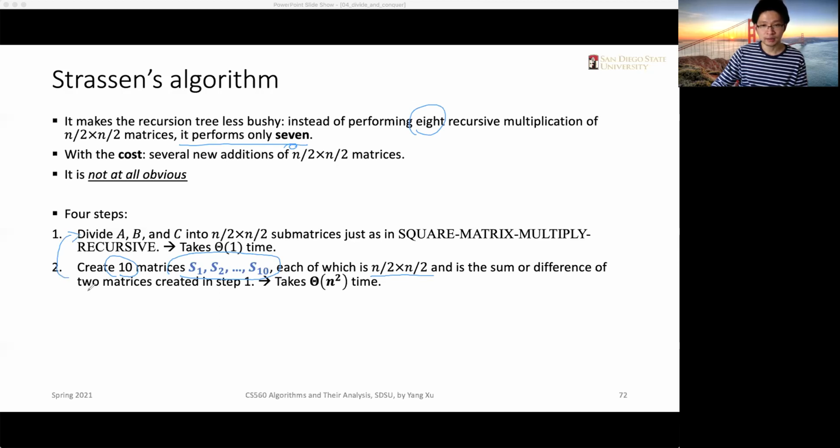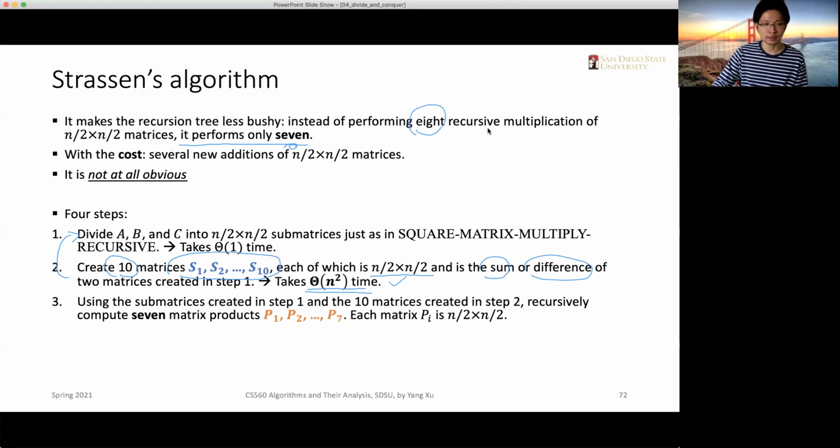Because we know that the summation or difference between 2 submatrices will cost n squared amount of time, that is something we can take note of here, and we will use it to express the total cost later. And the third step is also an intermediate step.